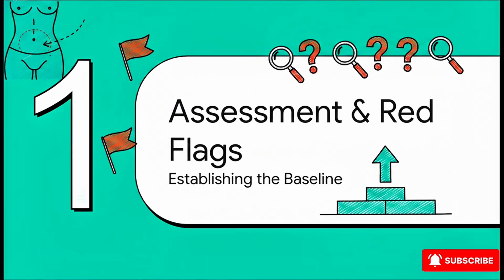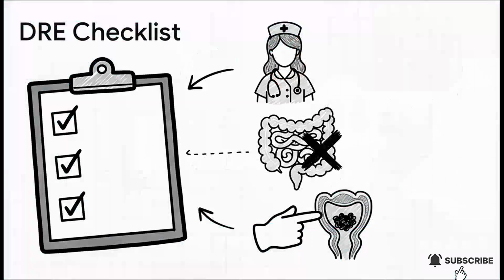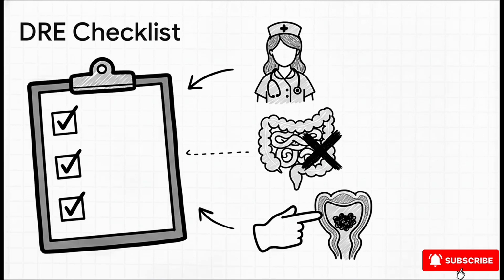Assessment and red flags. Establishing the baseline. Okay, so to establish that baseline, a digital rectal examination, or DRE, is usually our starting point. Now, right off the bat, this absolutely must be done by a nurse fully competent in the procedure. But look, before you even think about gloving up, you have to check their history. You need to rule out any mechanical obstructions, things like a previous volvulus. Only once you've cleared that can you safely proceed to palpate for that hard, impacted fecal mass.